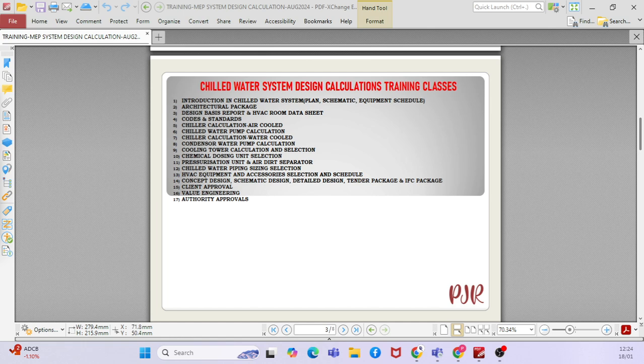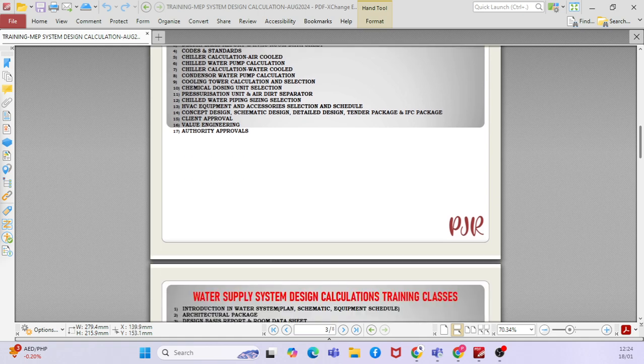That also we will see in the detailed design: how to study the chiller portion, how to select the chiller, how to select the pumps, what the different types of pumps are, and what the different types of chillers are. Then there is chilled water piping sizing and the pressurization unit. These are all the things we will go into in detail. Clear, right? So this is a detailed study.